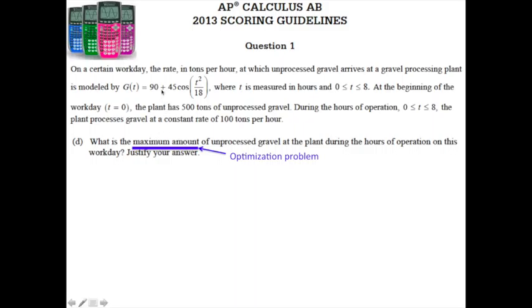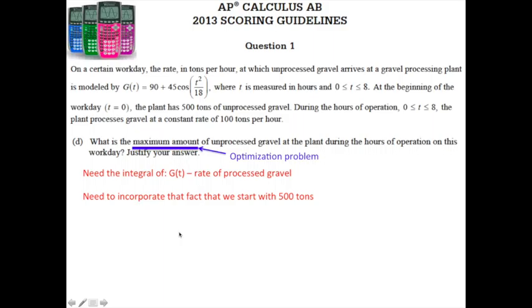accumulation drain scenario. So we need the integral, because we're talking about the amount of unprocessed gravel, and G of T is a rate. So we have to integrate this, and the 100 tons per hour is also a rate, so we have to integrate both of those. Then we can look for the maximum, the peak, so to speak, of subtracting those two functions. That would be rate in minus rate out. That would be accumulation drain.